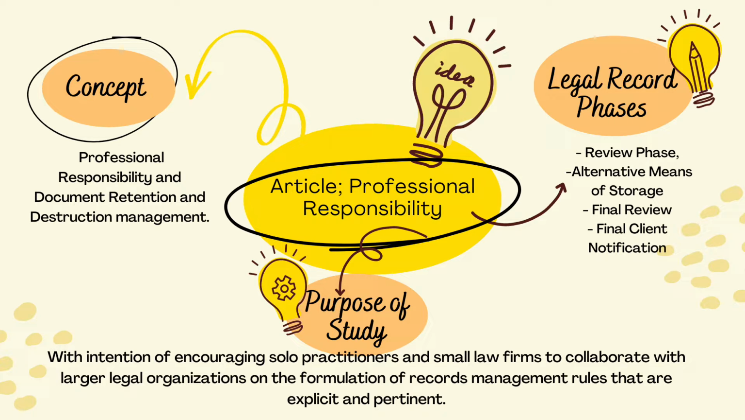describes many types of legal document as well as the significance of those records and the ways in which they are used. In addition to that, this article provides a full perspective by discussing the record phases that occur in legal businesses. Some of the phases are the review phase, alternative means of storage, final review, and final client notification. This phase also provides a more in-depth explanation of the index and the policy core principles.